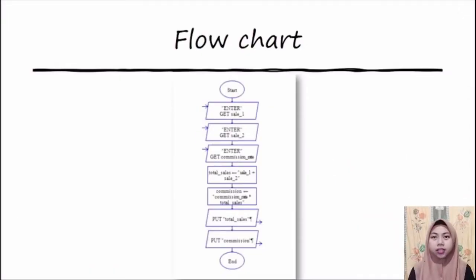Lastly, flowchart. It begins with start, then the first input is cell 1, second input is cell 2, third input is commission rate. Then process with calculate the total cell and calculate commission. And the first output is total cell, second output is commission. Lastly, put end.